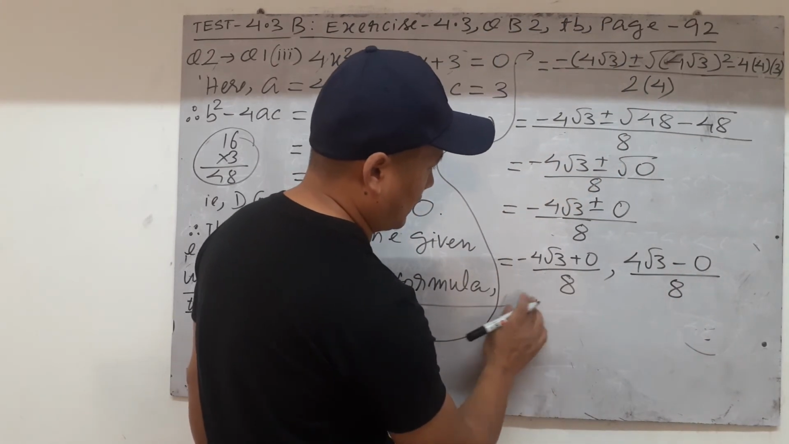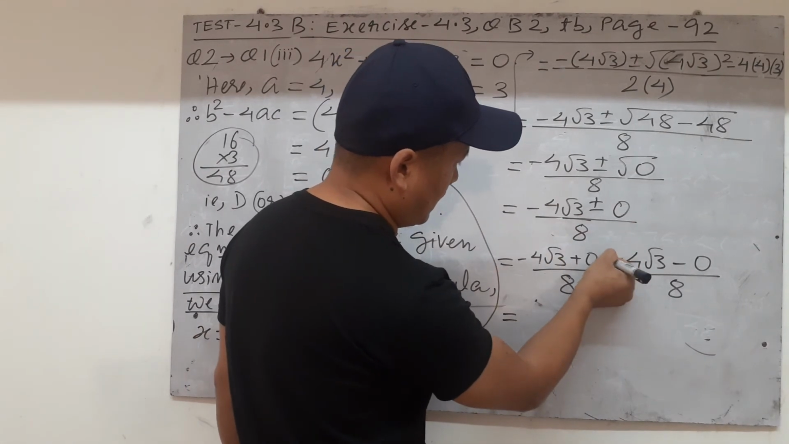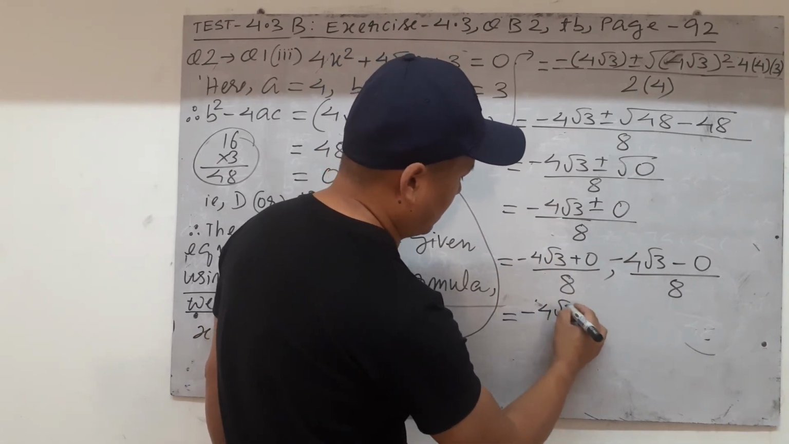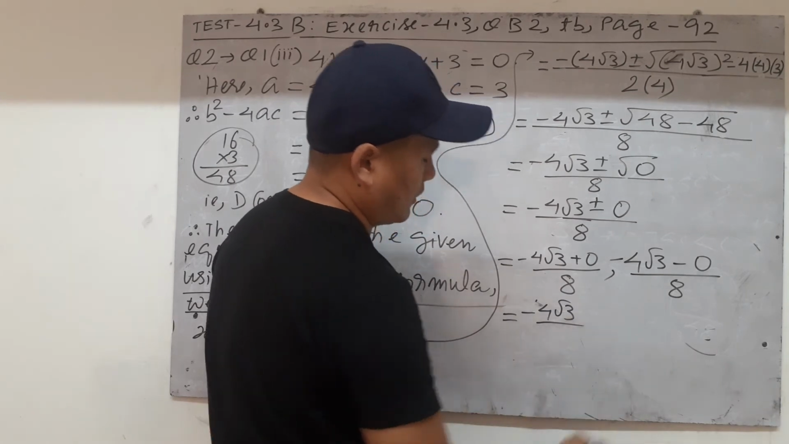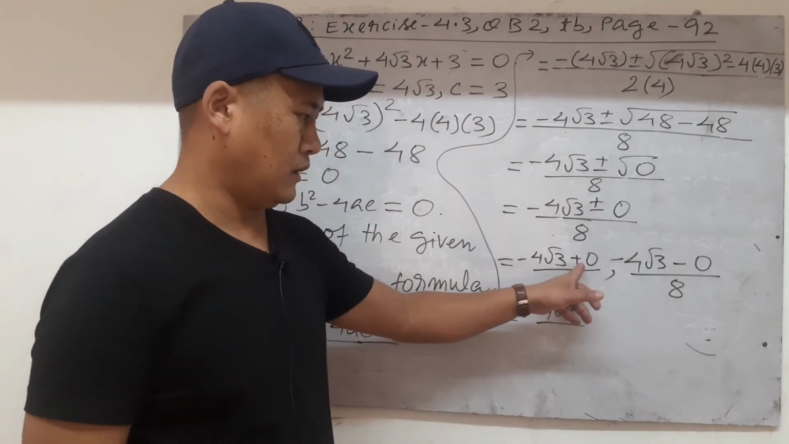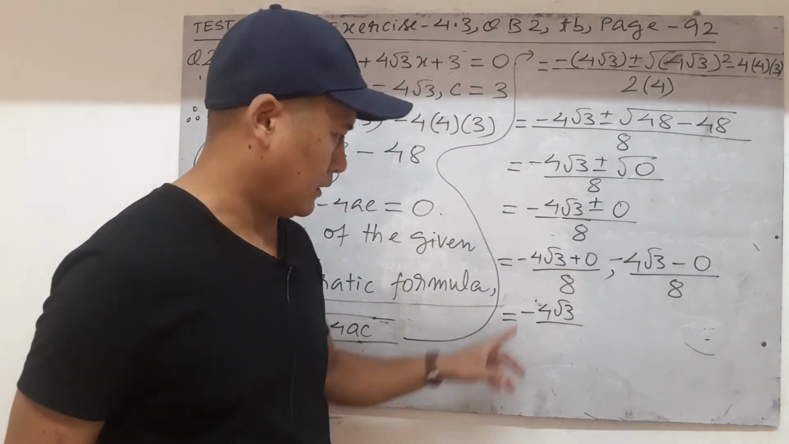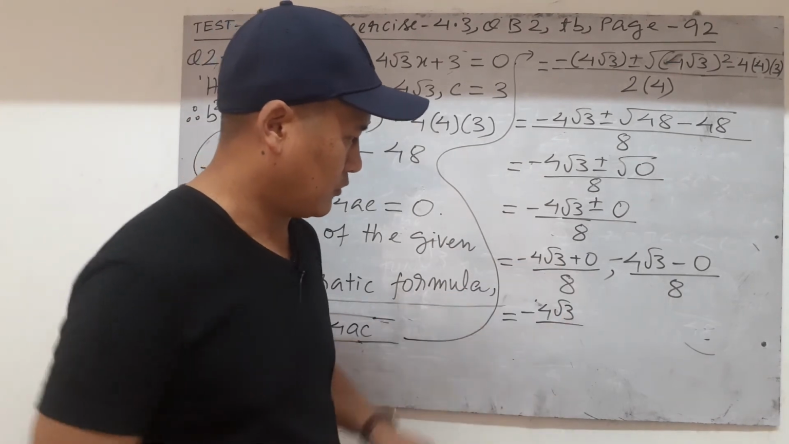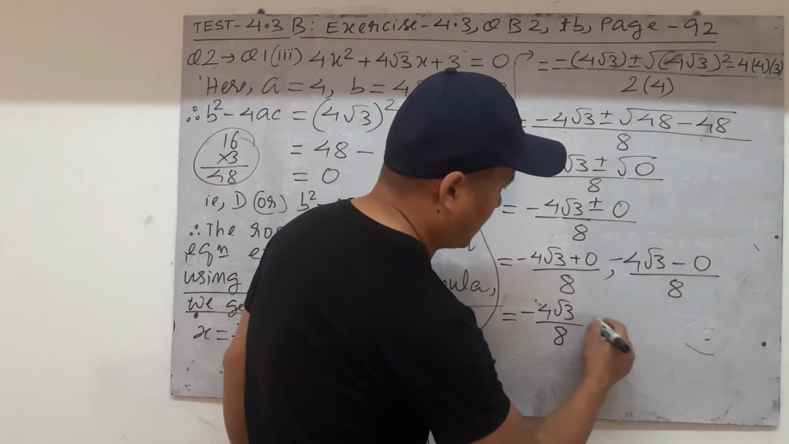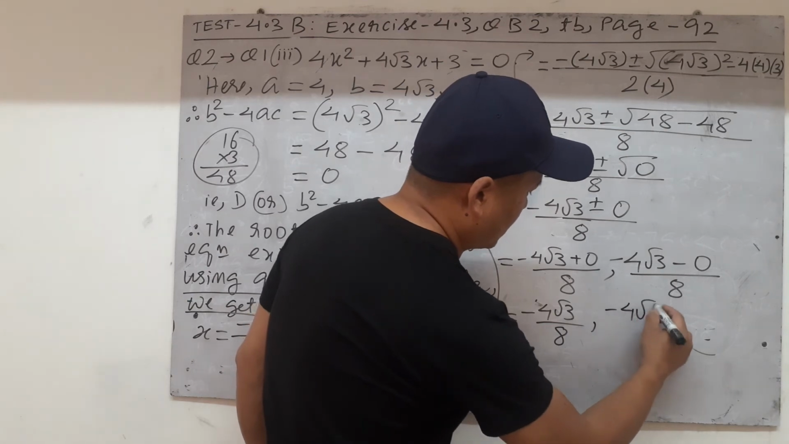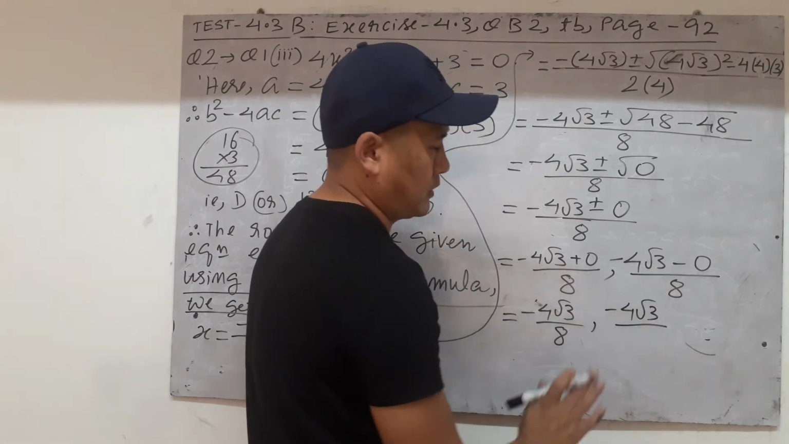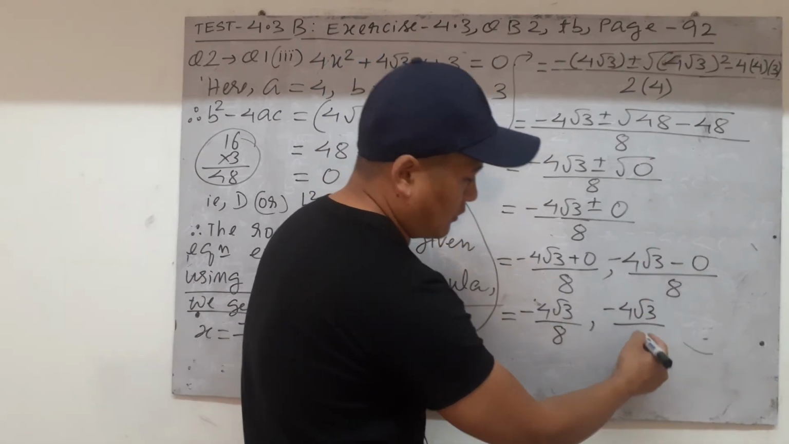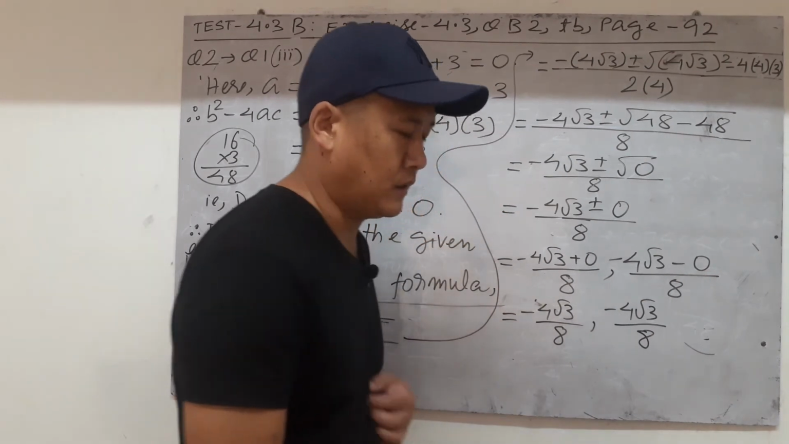So here, minus 4 root 3 plus 0 is minus 4 root 3, because addition or subtraction of 0 doesn't affect the number. So minus 4 root 3 plus 0 is minus 4 root 3 by 8, comma, minus 4 root 3 minus 0 is simply minus 4 root 3. Whether plus or minus, 0 doesn't come into the account right there.